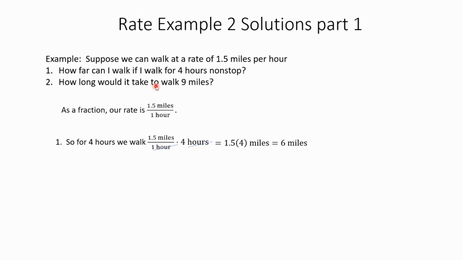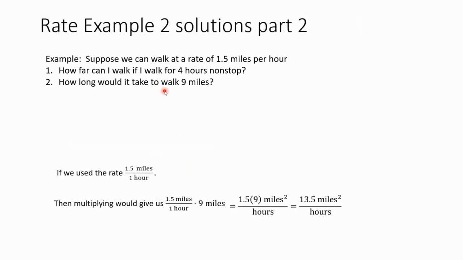So here, how long would it take to walk 9 miles? Well, here what I'm trying to show you is you can't just multiply by this rate here. If you were to take this and multiply by 9 miles, that's not going to make sense. You're going to get square miles per hour. So yeah, we're going to have to multiply by a rate, but this is not the rate we have to multiply by. And again, this does not make sense.